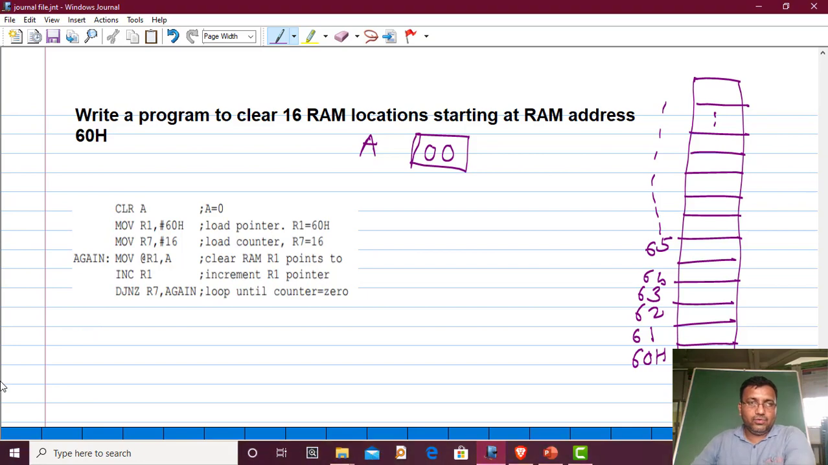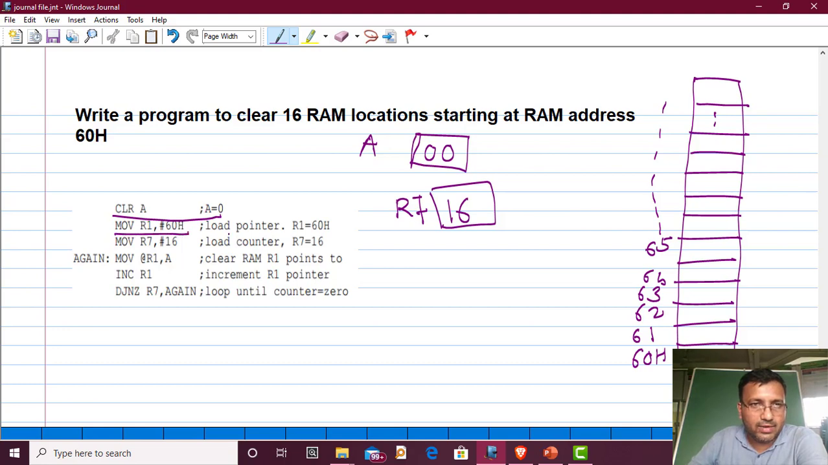Then the counter we have used is R7. R7 is my counter, and its value is 16. So my counter value is loaded here. Very first instruction clears A, so A becomes 00. R1 contains 60, so my R1 is 60 now. Okay, this is the initial pointer.